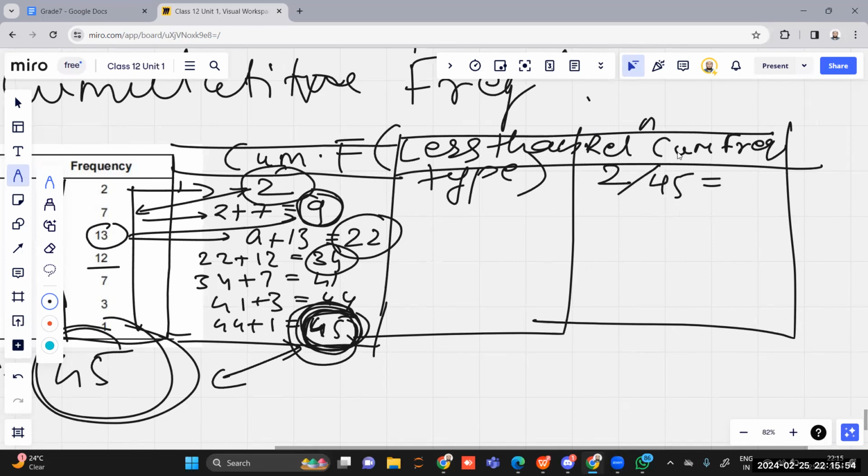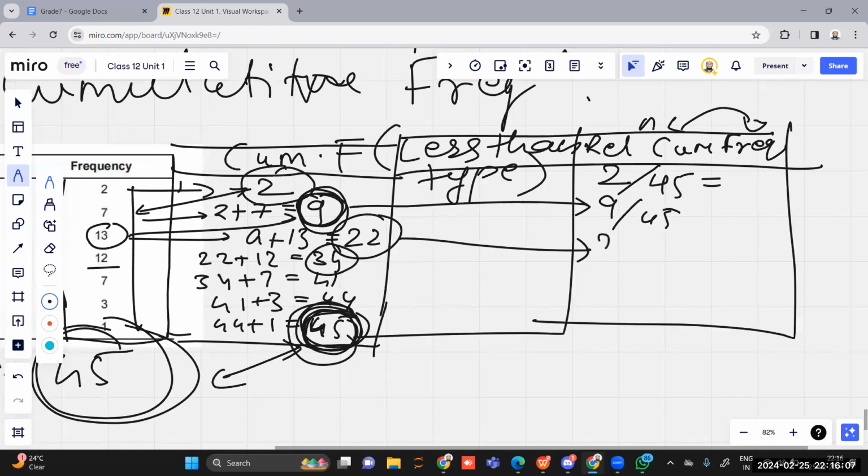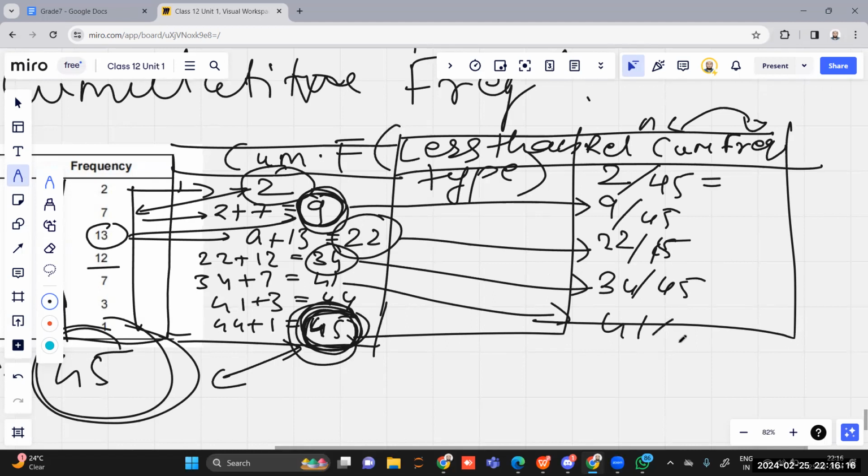Yeah, that's relative cumulative frequency. Nothing is bigger than that. So we divide 2 by 45. For the second observation, what will we do? 9 by 45. For the cumulative frequency of the third observation, 22 by 45. For the fourth observation, 34 by 45. For this one, 41 by 45.